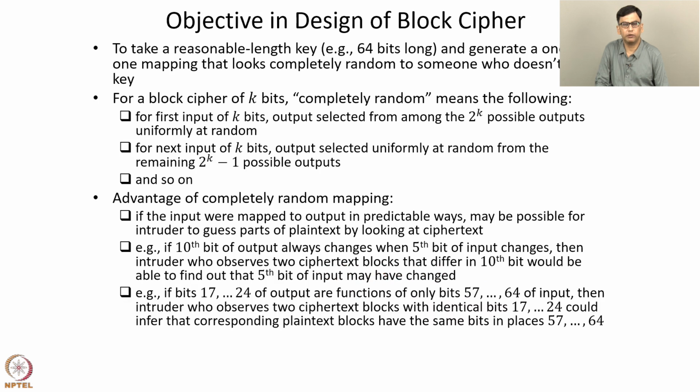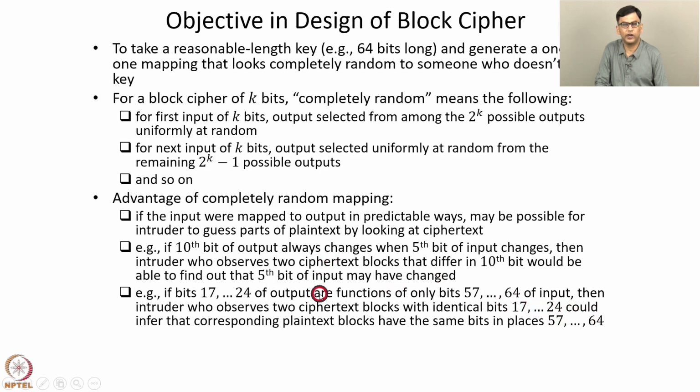Another example of a predictable mapping is the following. If bits 17 to 24 of the output are functions of only bits 57 to 64 of the input, then an intruder who observes two ciphertext blocks with identical bits 17 to 24 could infer that the corresponding plaintext blocks have the same bits in places 57 to 64. So the intruder is able to guess some aspects of the plaintext, which we don't want.